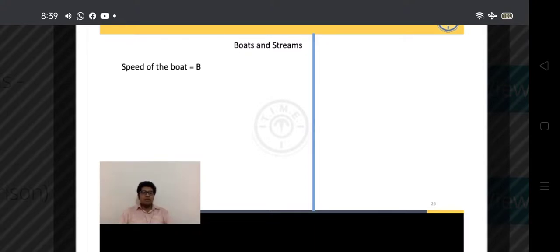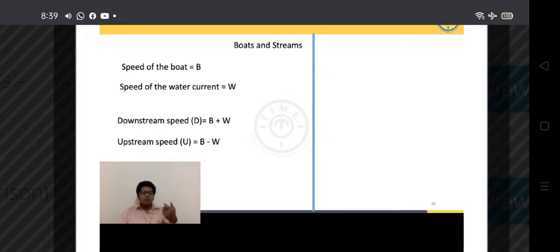Now let's see. The speed of the boat is B. Speed of the water current is W. What is down speed? Boat plus W, which is expressed as D. In books you will have U's and V's or P's and Q's. Just forget about it because it's confusing. So just have down speed D, up speed U, boat speed B, water speed W. So down speed is B plus W.